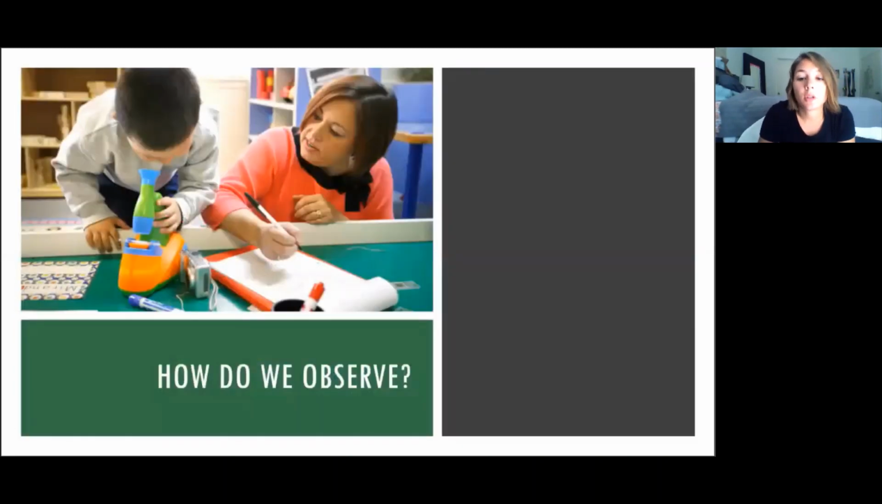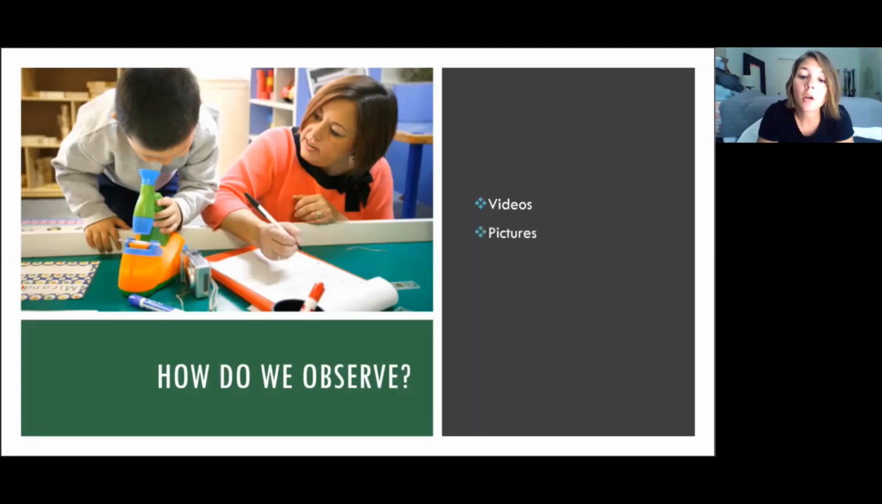So how do we observe? Observations can come in many different forms. You can use video, which is something that we use a lot at Mile High for our TSGs. And although it can be uncomfortable at first, it is also helpful to take video recordings of yourself in the classroom. Observing your own behaviors and interactions can be very, very eye-opening.